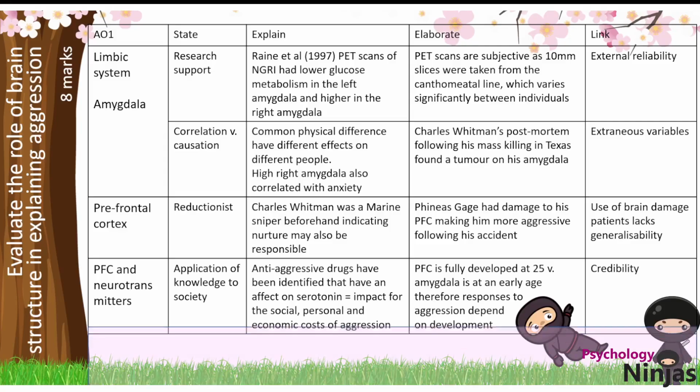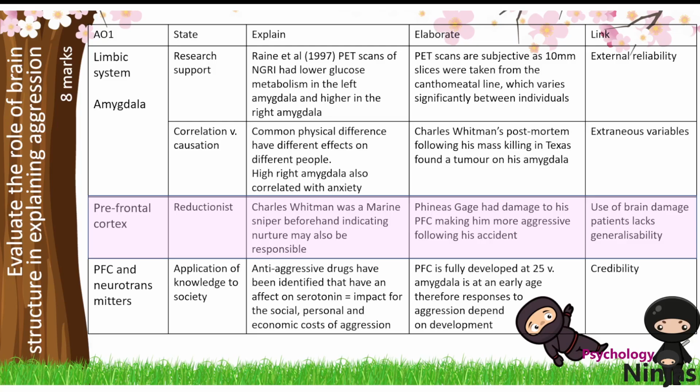We're then going to move on and talk about the role of the prefrontal cortex, explaining all our lovely detail about how this links specifically to aggression. We're then going to develop our different theory paragraph, talking about how brain structure is a reductionist explanation, that Charles Whitman was also a marine sniper, indicating that nurture may also be responsible. We could then talk about Phineas Gage and the damage to his prefrontal cortex making him more aggressive.